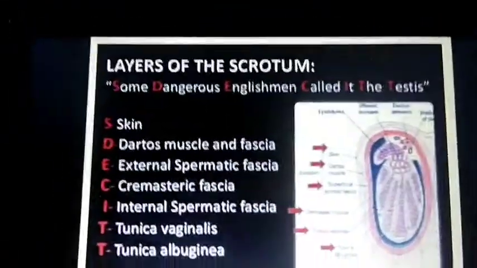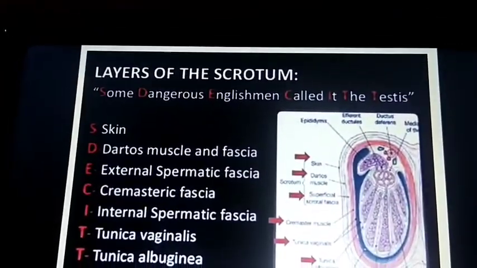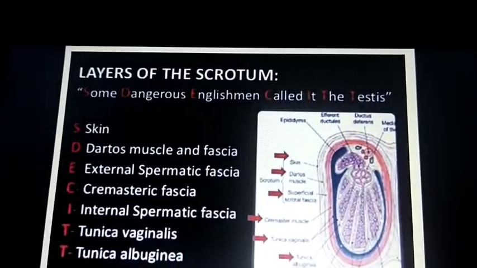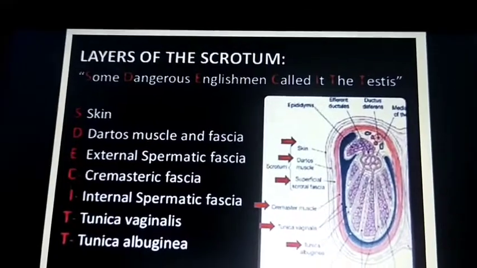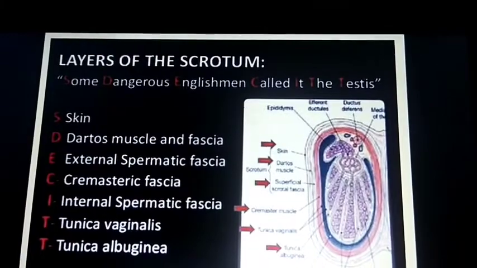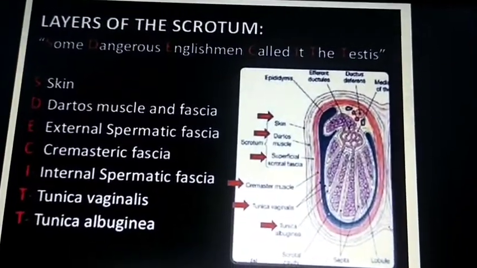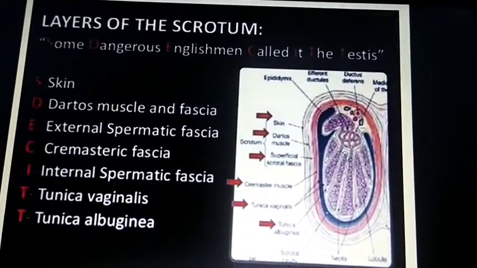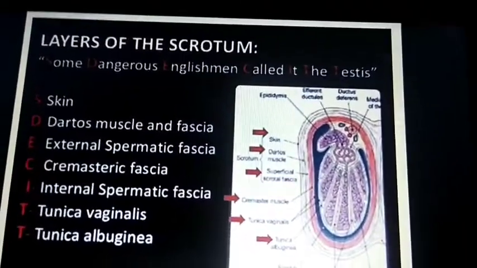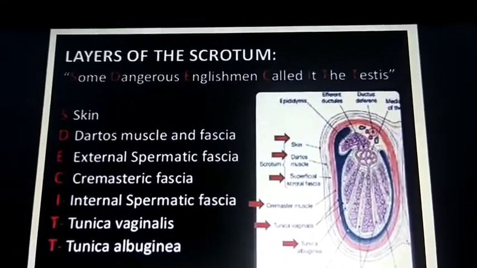For the layers of the scrotum, there is a formula or name on which you can easily make out the layers and remember their names. Anatomically there are 5 layers of the scrotum, but surgically there are 6 layers. You can easily make out the layers of the scrotum by this formula.